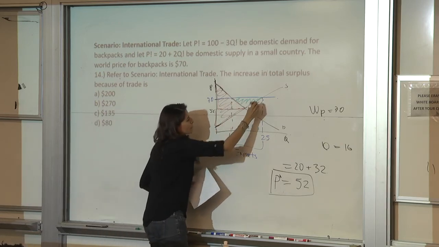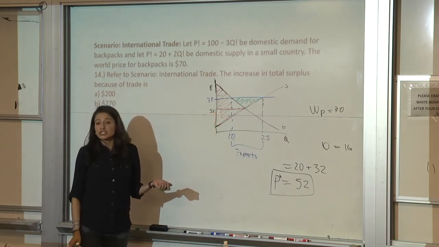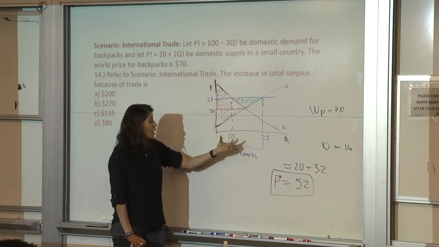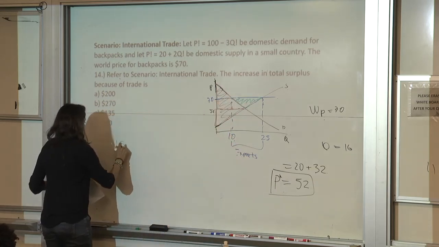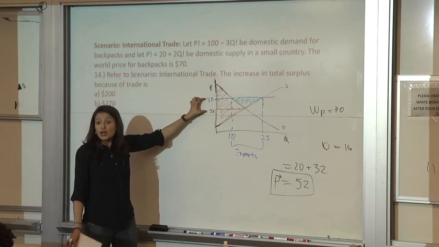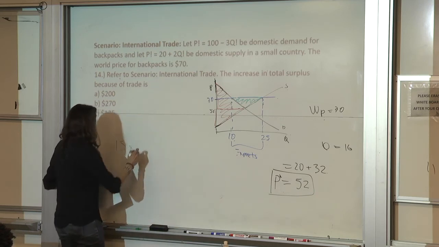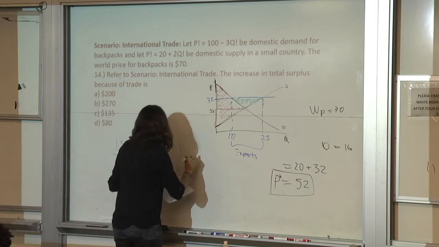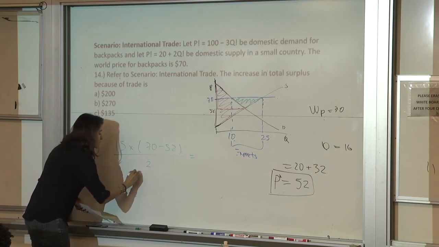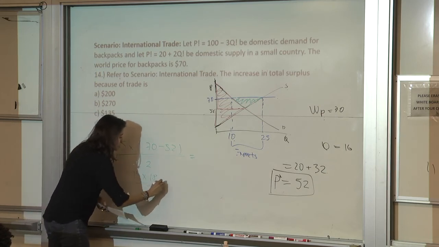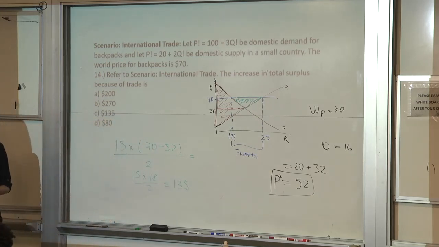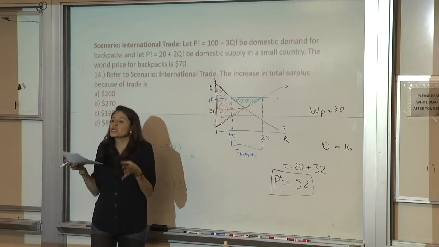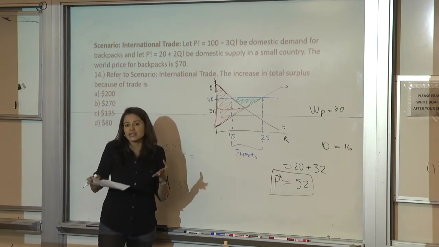Okay, yes. So what is this? How do you measure this? The height of the triangle times the base of the triangle divided by 2, right? So what is the base? It's the exports, 15. Times what? The difference between the world price and the equilibrium price, okay? This is 70 minus 52, all of that divided by 2. That is equal to 15 times 18 divided by 2, which is equal to 135, okay? So sometimes even when the question has only equations, it's a good idea to draw the things, right? Because you need to know which area you have to calculate.